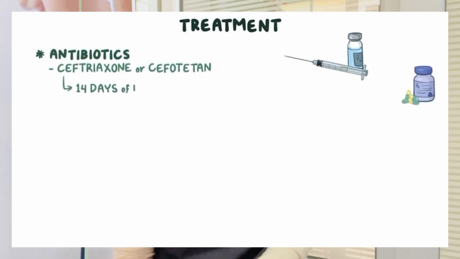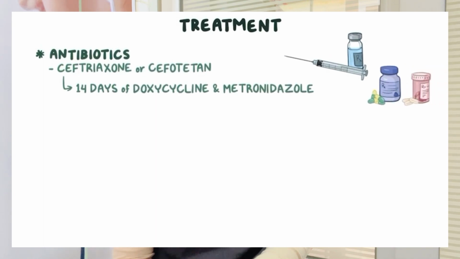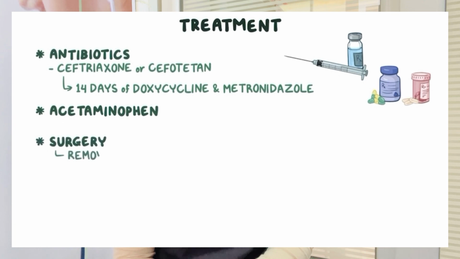Treatment involves giving an intramuscular injection of ceftriaxone or cefoxitin, followed by 14 days of oral doxycycline and metronidazole to treat the bacterial infection responsible for PID. Acetaminophen can be given to manage the pain until the antibiotics have treated the infection. Occasionally, surgery will be needed to remove adhesions that cause pain or to treat complications of PID.